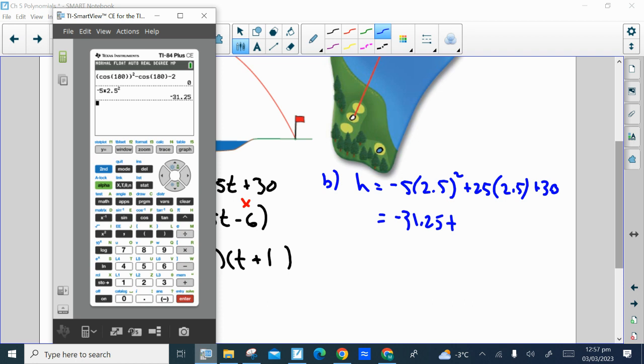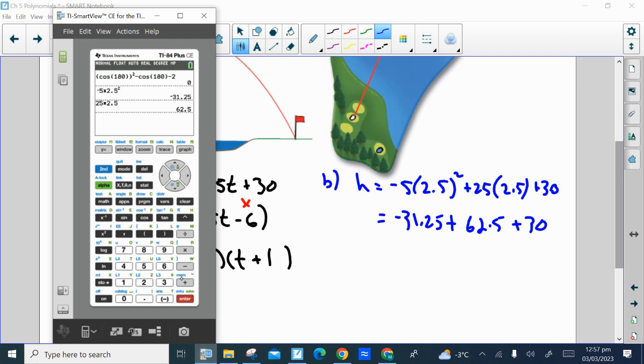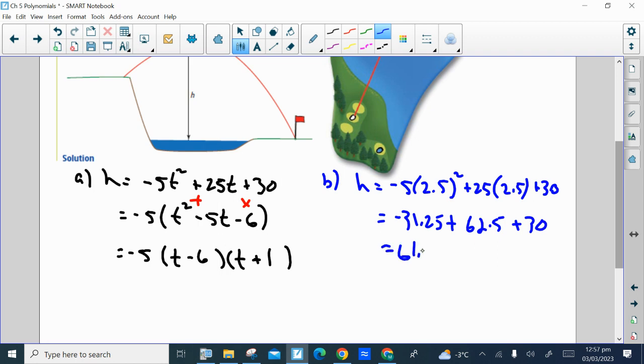Plus, the next part is 25 times 2.5. That's 62.5. Yep. 62.5 plus 30. So now we can add these three things together. I've already got the 62.5 there, so I can add -31.25 and 30 in there, and I get 61.25. That's the height of the ball relative to the green after 2.5 seconds.